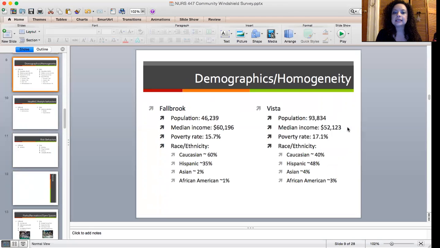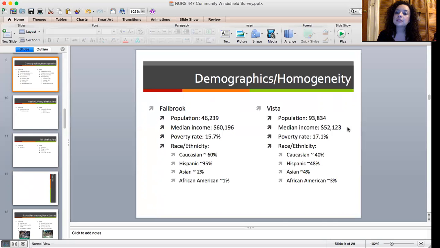Demographics, homogeneity. So Fallbrook population is about 46,000. The median income is about 60,000. Poverty rate about 15.7%. Race and ethnicity: 60% Caucasian, 35% Hispanic, 2% Asian, and 1% African American.